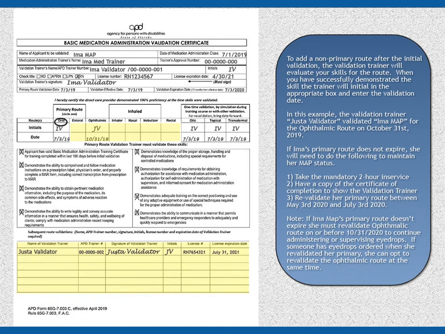1. Take the mandatory 2-hour in-service. Remember, this must be completed within 60 days of the expiration date. 2. Have a copy of the certificate of completion to show the validation trainer. 3. Revalidate her primary route between May 3, 2020 and July 3, 2020. Note, if Ima MAP's primary route does not expire, she must revalidate the ophthalmic route on or before 10/31/2020 to continue administering or supervising eye drops.